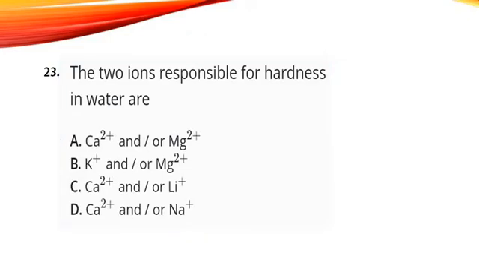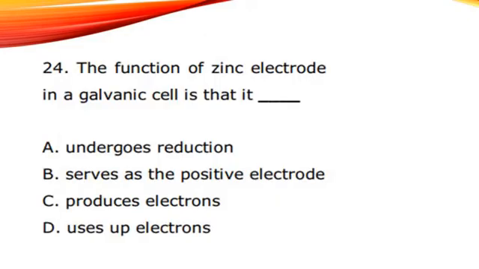Then question 24 says the function of zinc electrode. The function of zinc electrode in a galvanic cell is that it A. undergoes reduction, B. serves as the positive electrode, C. produces electrons, and D. uses up electrons. Now the answer is it produces electrons. This is because in a galvanic cell, the zinc electrode actually acts as the anode and hence supplies electrons.